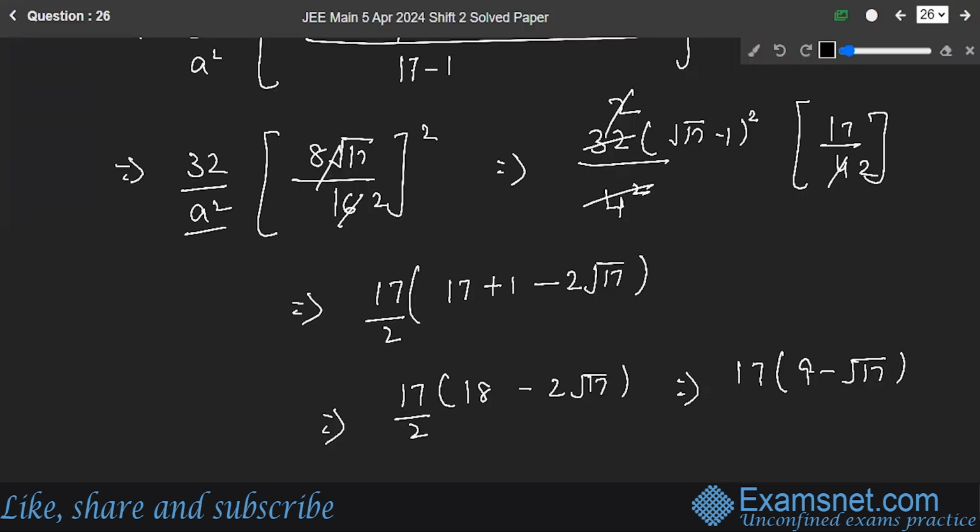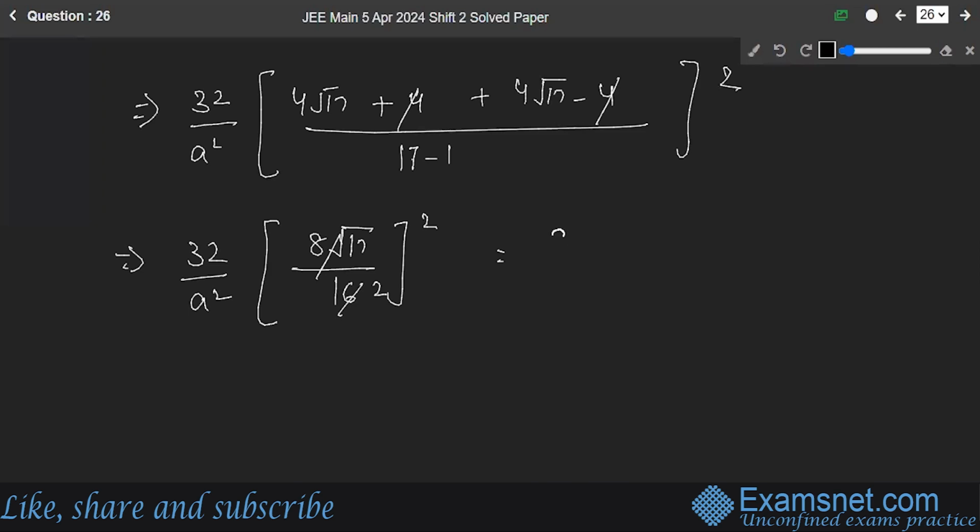I got my mistake. This was a square, and this is actually 1 upon a square. So this should have been 4 upon root 17 minus 1 whole square. And I wrote this thing, right? This was inverse. So let's redo this sum from this part.